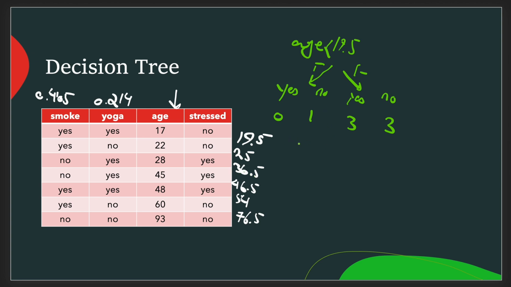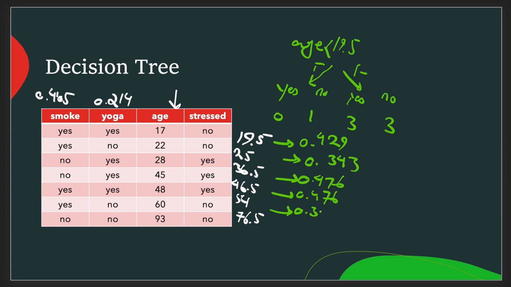I calculated that, and the numbers that I got are these. This one goes to 0.429. This one goes to 0.343. And then I calculated the average as well. So these are the final numbers that I have. This was 0.476. This one was 0.476. This one was 0.343, and then the last one was 0.429. So these are the numbers that I calculated.